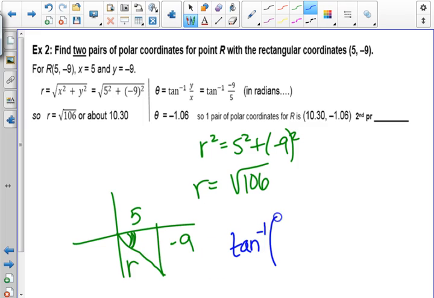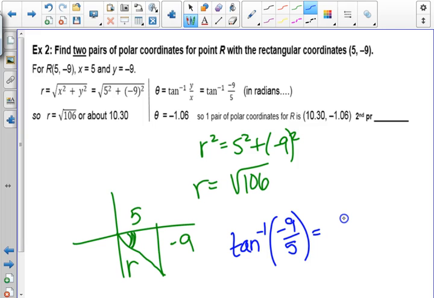Tangent, inverse tangent, y over x, or opposite over adjacent, so negative 9 over 5. Now, can we just do this in degrees and then worry about the radians in a second? Because it's really hard for me to explain the radian business, and I'll show you why. Put your calculator in degrees. Do inverse tangent of negative 9 over 5.